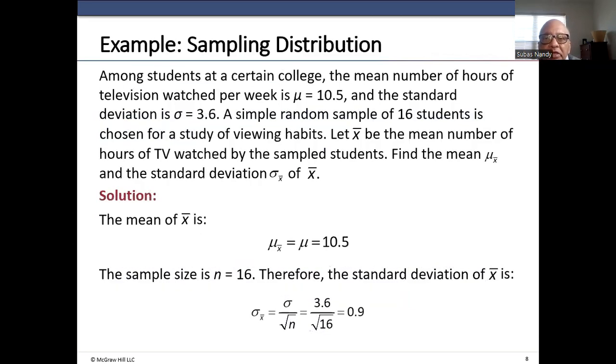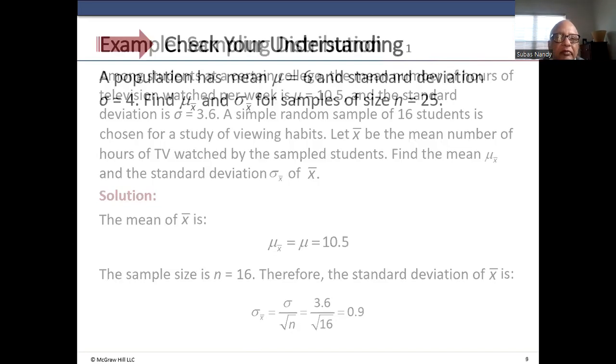Among certain students at a college, the mean number of hours of television watched per week, mu, is 10.5, and the standard deviation sigma is 3.6. A simple random sample of 16 students is chosen for the study of viewing habits. Let X bar be the mean number of hours of TV watched by the sample students. Find mu X bar and standard deviation sigma X bar of X bar. Now we know mu X bar is equal to mu, equal to 10.5, and sigma X bar equals sigma, which is 3.6, divided by the square root of the sample size, which is the square root of 16, which is 4. So it's 3.6 divided by 4, which is 0.9.